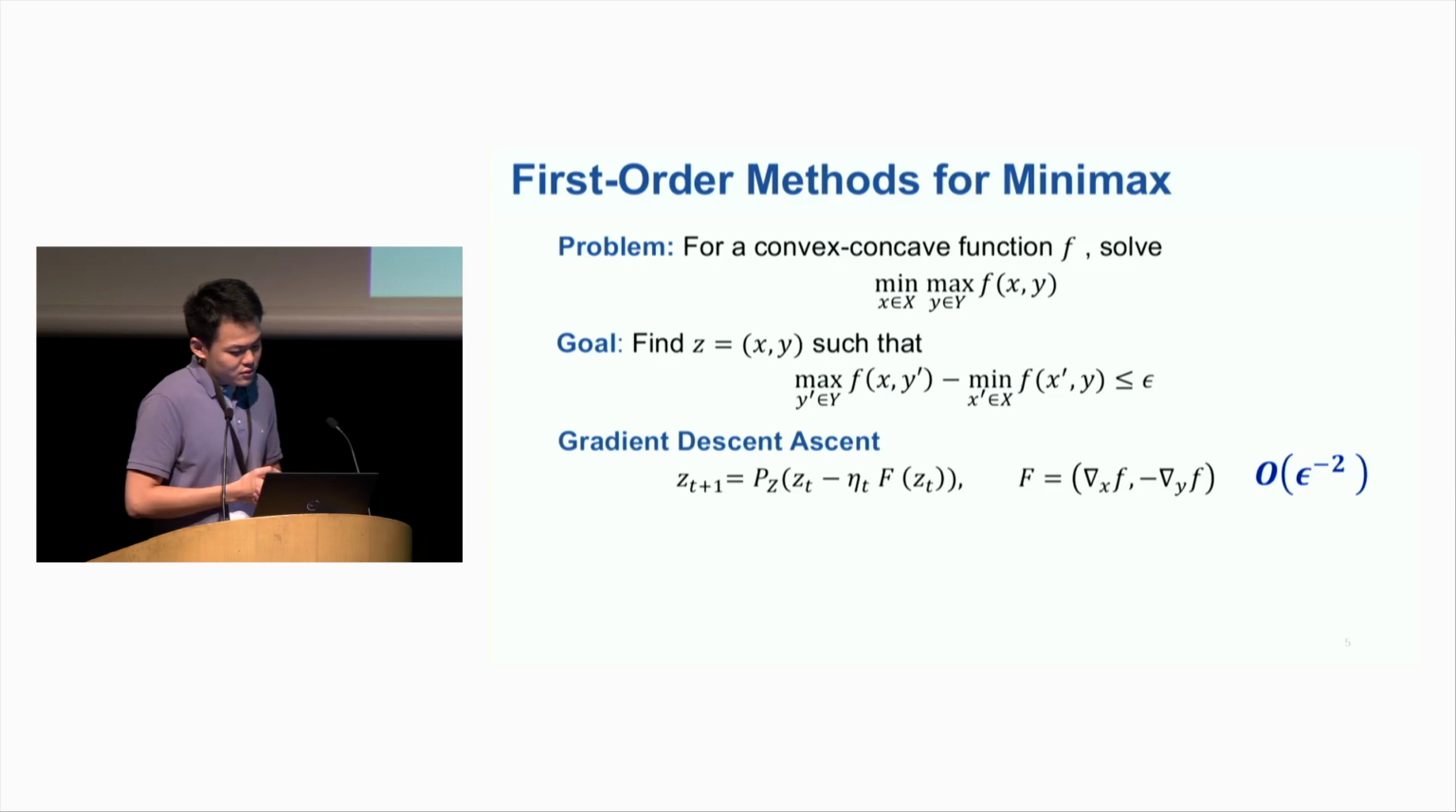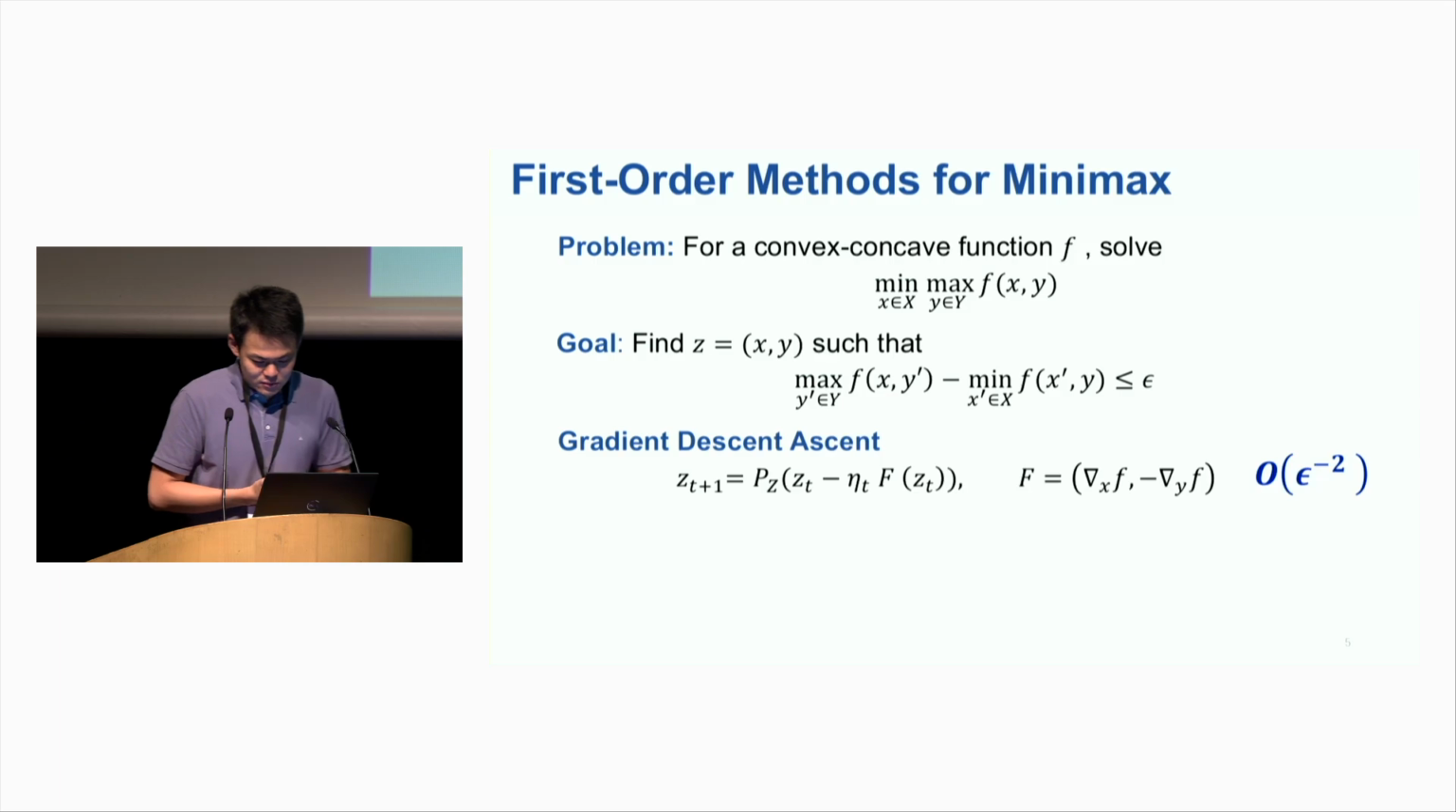Here, the straightforward generalization is gradient descent ascent, where we run descent in x and ascent in y. And here we know the rate is 1 over epsilon squared.